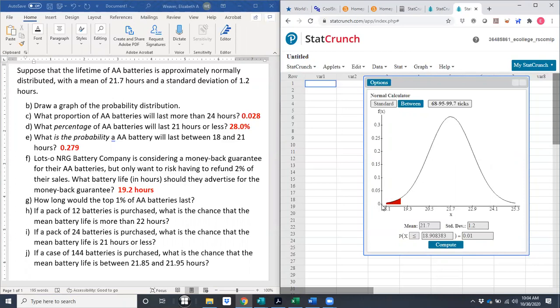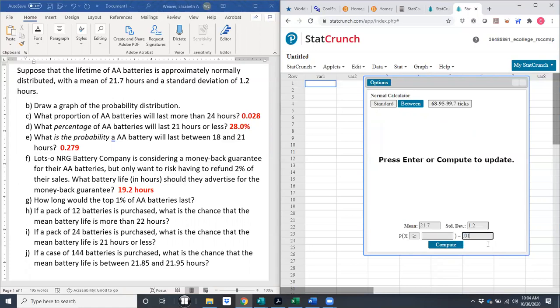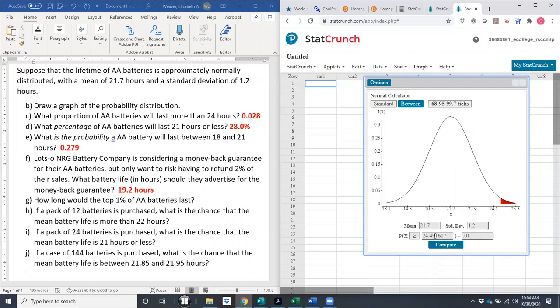I'm still down here. I don't want that. That doesn't tell me what I'm really looking for. That's not the top 1%. This is like the best batteries, what are the best possibility? Well, this isn't it. That's the worst 1%. So I need to change this and then go back and make this 1%. When I compute, now I'm getting 24.5 hours.